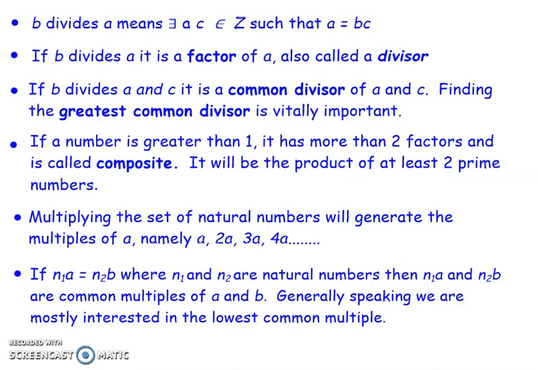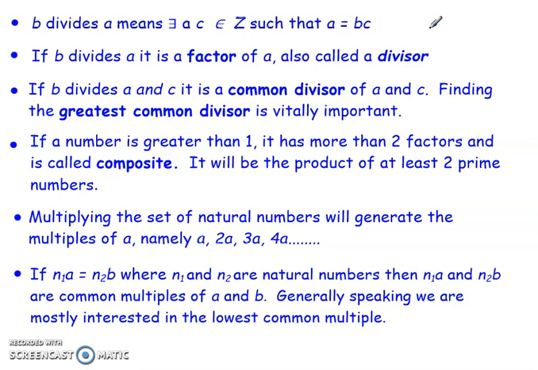First thing being that if B divides A, what that means is that there exists a C, so another letter belonging to the integers, such that A is equal to B times that C. So A is some multiple of B if B divides it. And if B divides A, it is called a factor of A, also called a divisor. Now if B divides A and C, going back to this premise of A equals BC, if B divides both A and C, it's a common divisor of the numbers A and C.